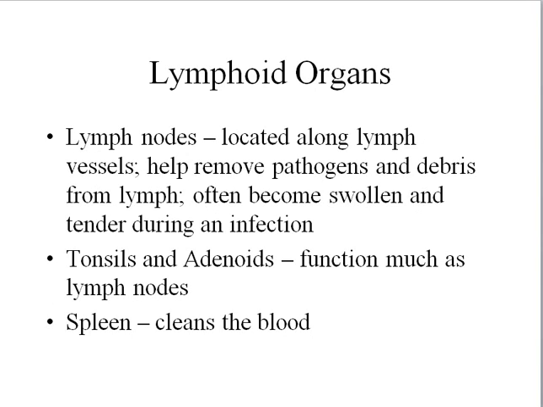Lymphatic vessels differ from veins in that they have lymph nodes, which act somewhat like filters, which help to remove pathogens and debris from the lymph. Lymph nodes are abundant in the groin, the armpits, and the throat. They often swell and become tender to the touch during infections. Tonsils, adenoids, and the spleen also help to cleanse the blood.